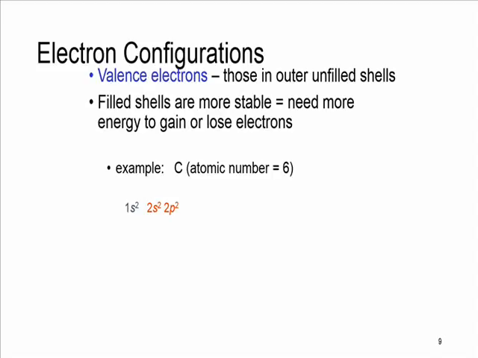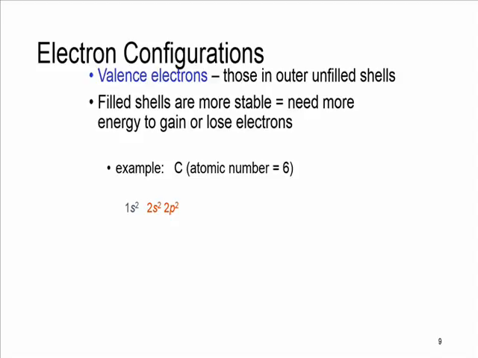In electron configuration, the electrons in outer unfilled shells, named valence electrons, are available for bonding and tend to determine an atom's chemical properties. An example is given here for carbon with atomic number of 6. The valence electrons are those in the second shell.